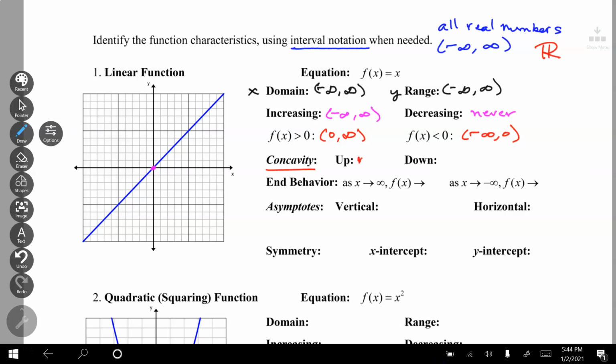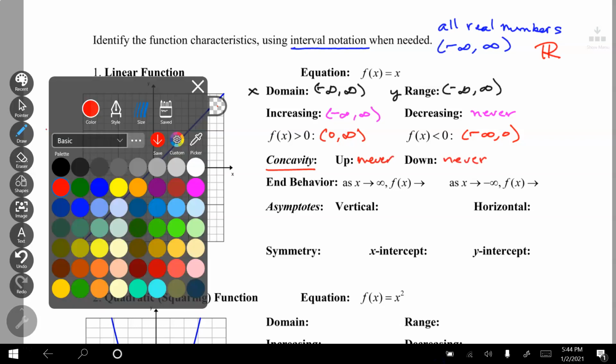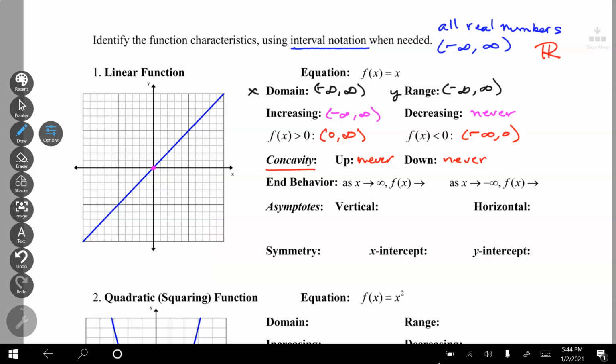It is never concave up or concave down. Then we'll look at our end behavior. As x goes to infinity, that's our right side of the graph. As x goes to negative infinity, that's our left side of the graph.